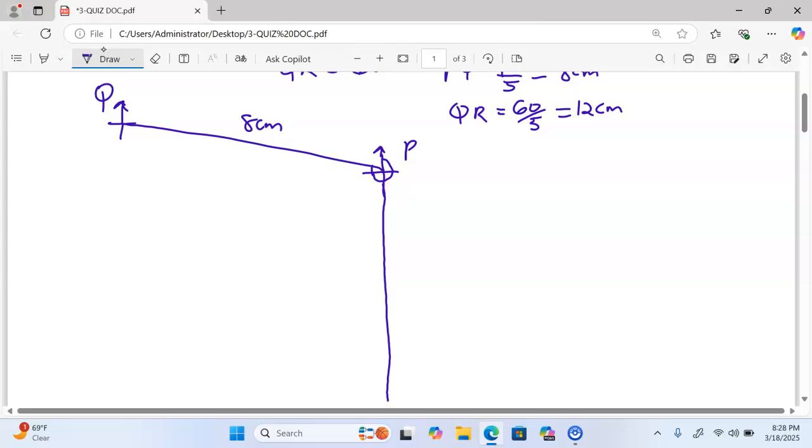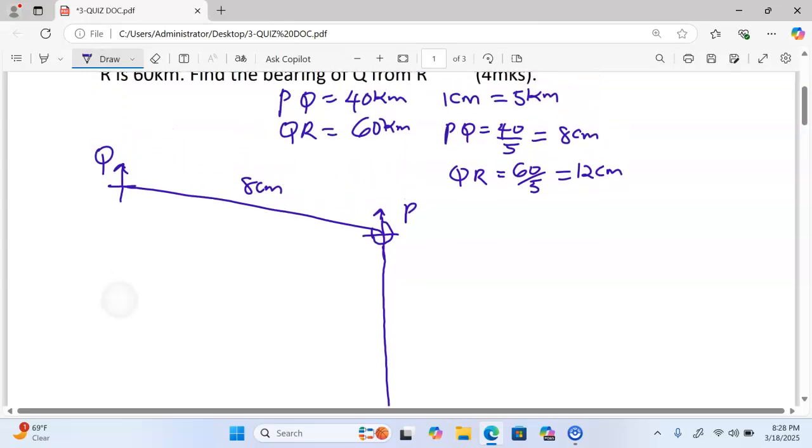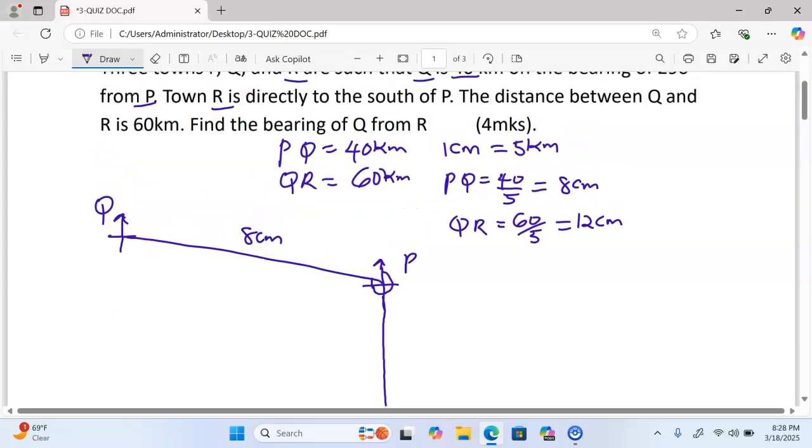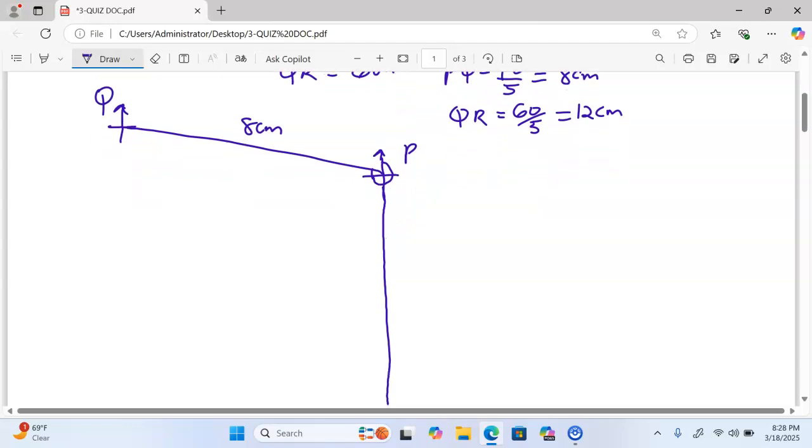But for us now to know exactly where we are going to locate our R, we have been told that QR is 12 centimeters. So using a ruler, you position your ruler and make sure that you have measured 12 centimeters to the line going south, so that you are able now to know where to locate the point R. This one is going to be 12 centimeters there. Once we have done that, we have our R here.